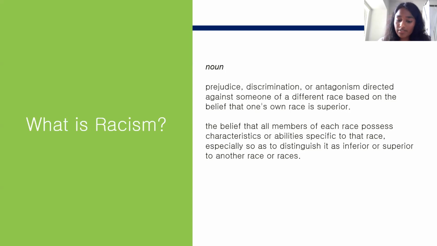So going off of this very basic definition of racism, I wanted to point out how many people are familiar with the first part of this definition: prejudice, discrimination, or antagonism against someone of a different race, and belief that one's own race is superior. However, it's in the second part that many people leave unconsidered: the belief that all members of each race possess characteristics or abilities specific to that race, and so on. So many people who are not racist participate or simulate racial bias, and that is a big area where these limits start. They will automatically associate one characteristic upon an entire race.